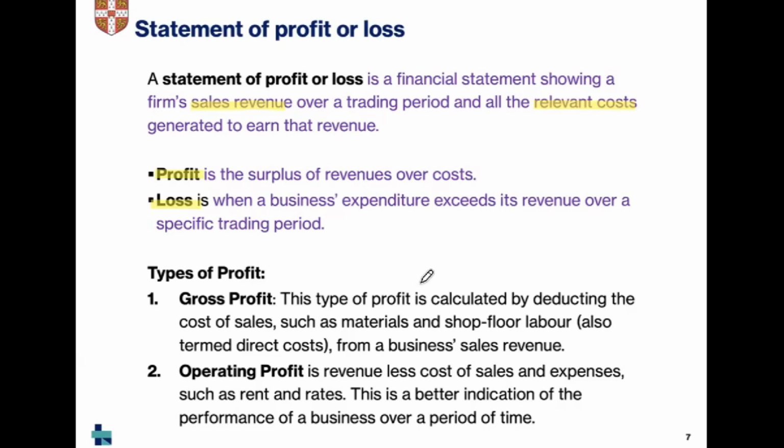There are different types of profit that we will look at when we look at the statement of profit or loss. The first type of profit is called the gross profit. Now, this is a type of profit that is calculated by deducting the cost of sales. We already know what cost of sales is, but we will revise it once again.